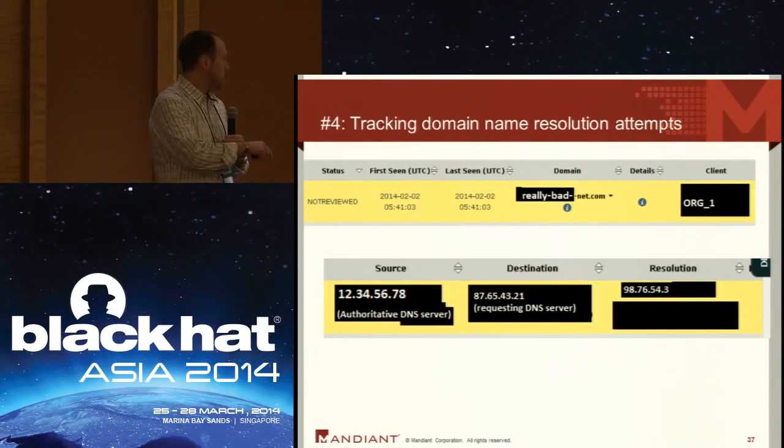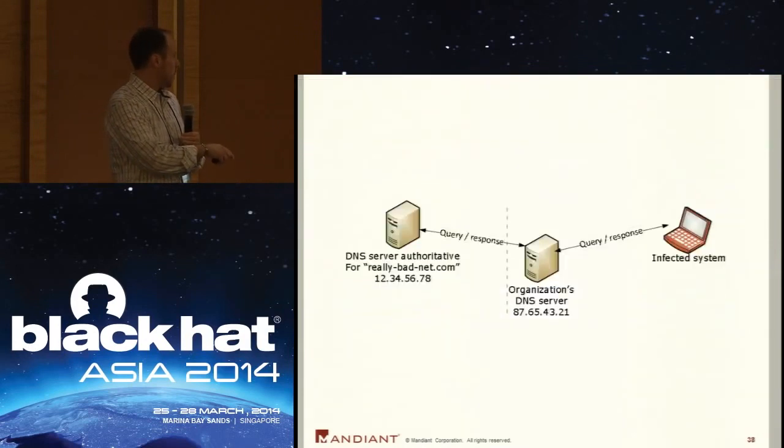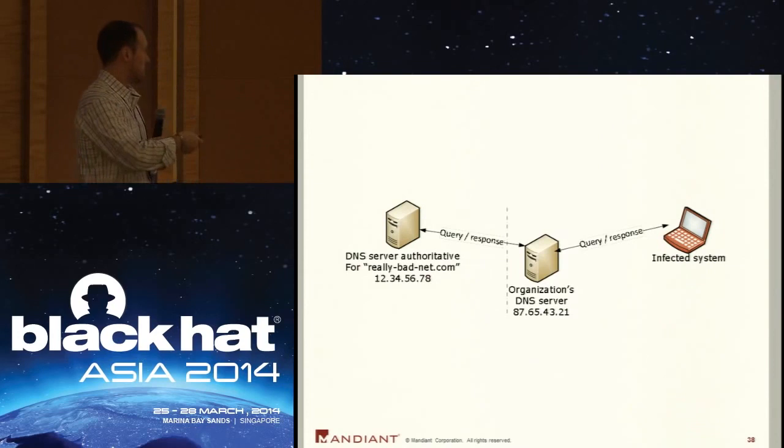So bottom line, a particular system, this requesting DNS server 87654321, requested and successfully resolved reallybadnet.com. And this was the authoritative DNS server. That's not really that important. So here's one case. If this is the way your DNS works in your organization, then you're lucky because this is the simple case. The infected system queried their DNS server, which relayed the query out to the internet, went through its recursion if necessary, and then came back.